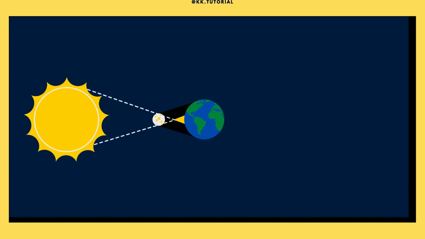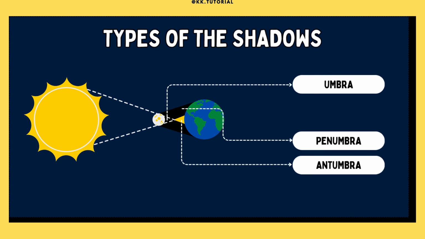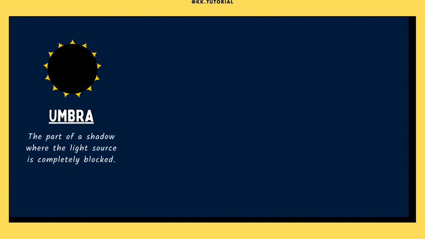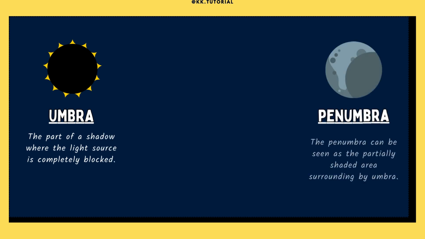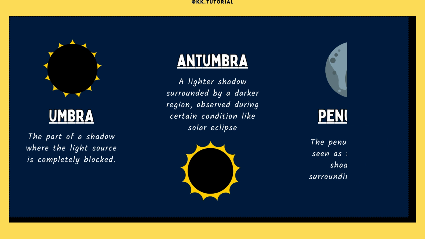The shadows are classified into three categories: umbra, penumbra, and antumbra. The umbra is the part of a shadow where the light source is completely blocked. The penumbra can be seen as the partially shaded area surrounding the umbra. And the antumbra is a lighter shadow surrounded by a darker region, observed during certain conditions like a solar eclipse.